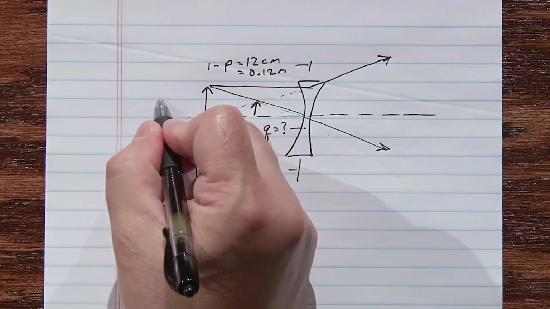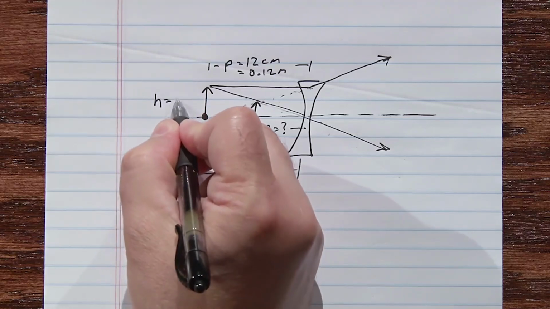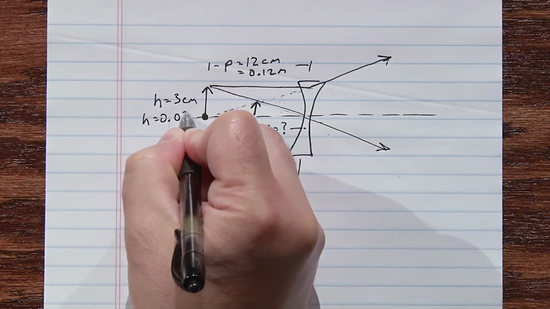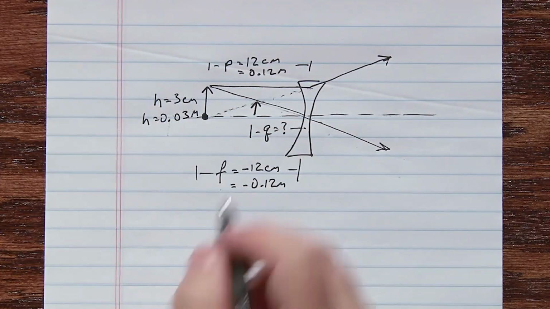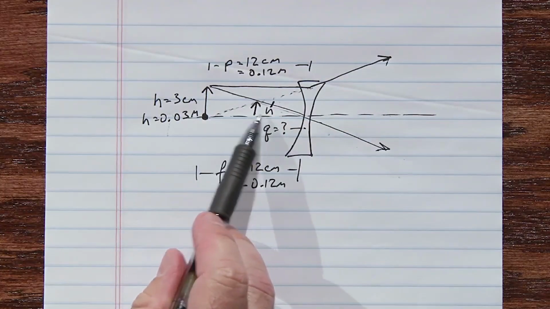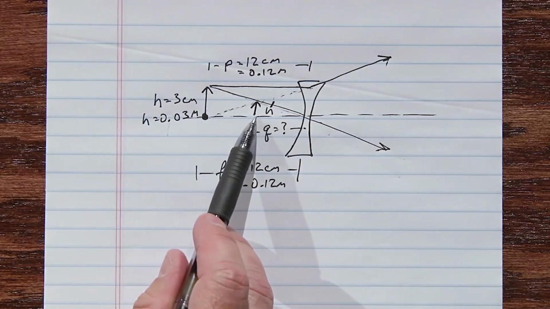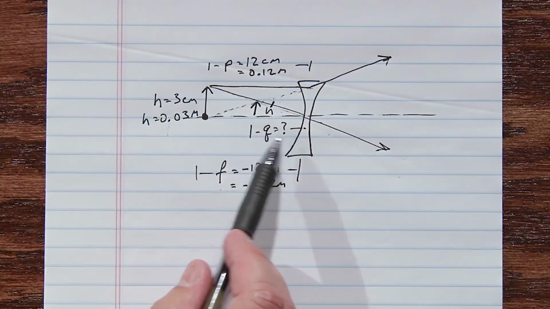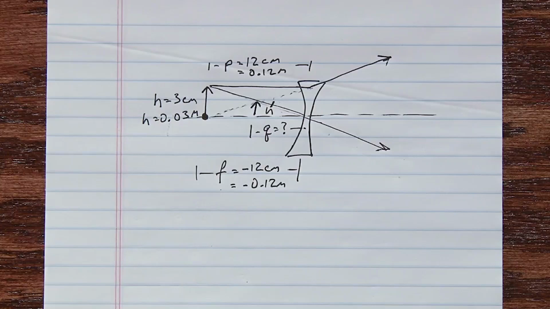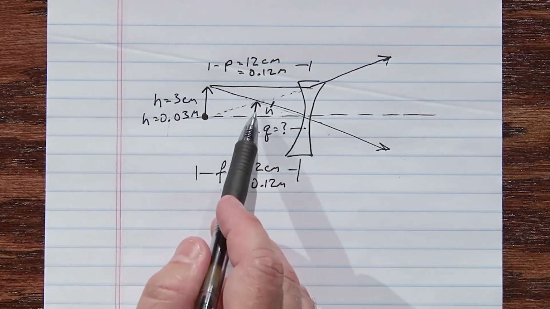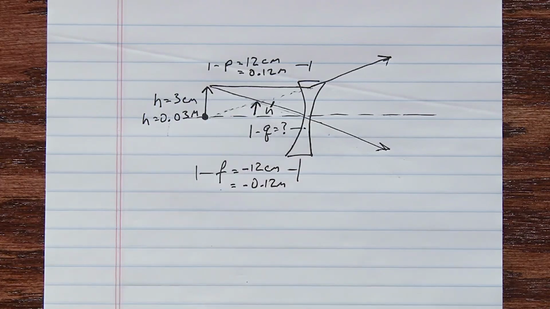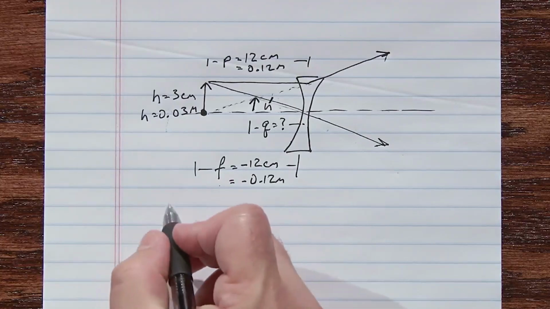We're also told that the height, h, is equal to 3 centimeters, or 0.03 meters. And we don't know what h prime is, but we're expecting h prime to be smaller than h because in our diagram it appears smaller. We're expecting q to be negative because it is a virtual image, and we're expecting the magnification to be positive because the image is upright. Okay, let's do our calculations.